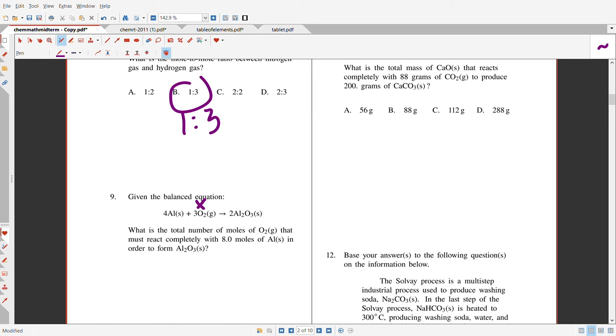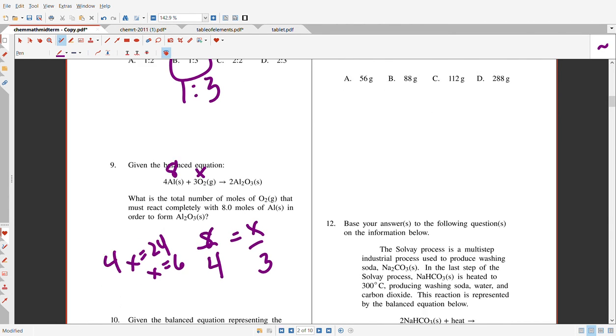React with 8 moles of Al, and the ratio would be 8 over 4, X over 3. And when you cross multiply, you get 4X is 24. So X is 6. The answer is 6.